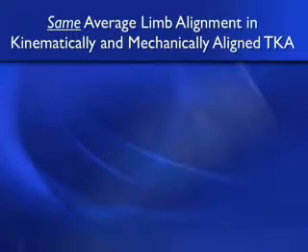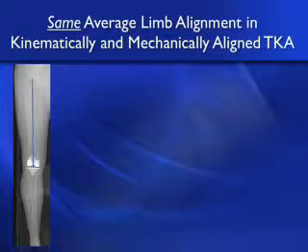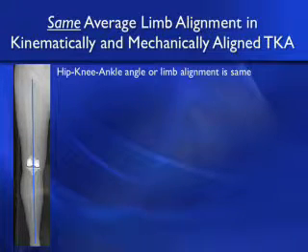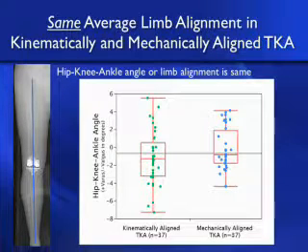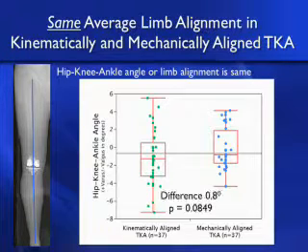And what's of interest to the surgeon who really wants to strive for the so-called neutral or 0-degree mechanical axis, what we found is we actually get the same average limb alignment in the kinematically and mechanically aligned knee. And again, we're going to measure the hip-knee-ankle angle as a measurement of limb alignment, and there's absolutely no difference between the kinematically aligned knee and the mechanically aligned knee, with a difference of less than 1 degree.